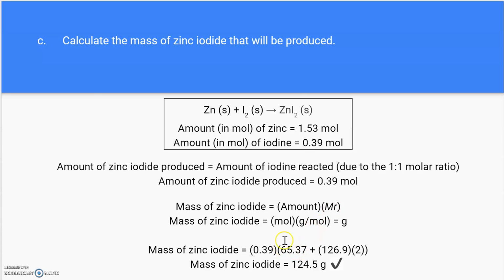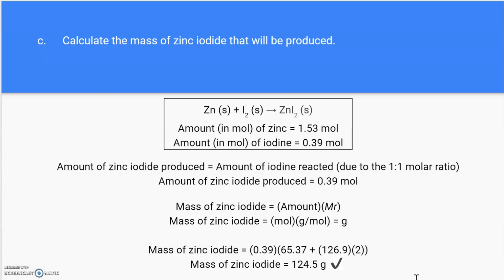The total molecular mass of the desired product would be the molecular mass of zinc, which is 65.37, plus 2 times the molecular mass of iodine, as it is a diatomic molecule. So it'd be 65.37 plus 126.9, which is the molecular mass of iodine, times 2. If you do that, you get that the mass of zinc iodide is 124.5 grams, and that would be finishing this exercise.